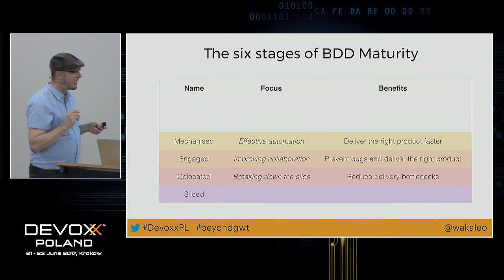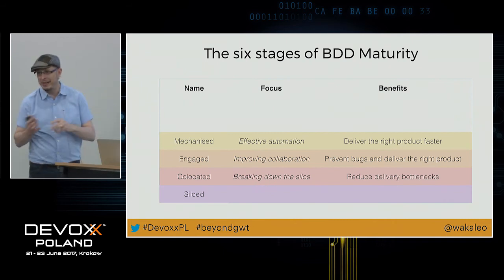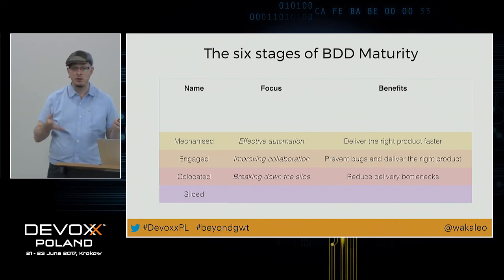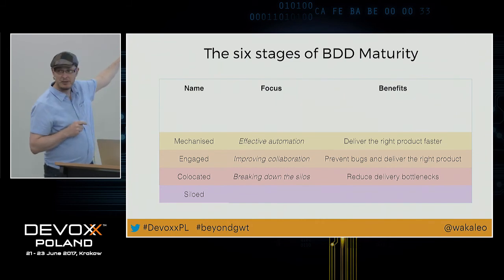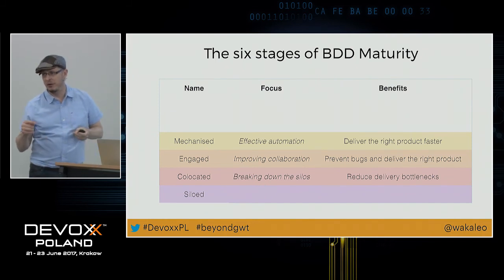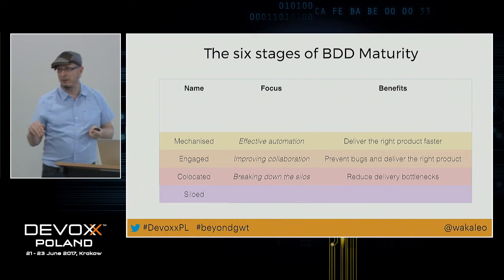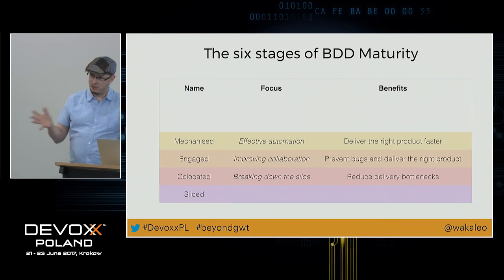So once you get the team engaged, then you can start to think about getting them mechanized. Now, mechanized means they're actually automating the executable specifications. You're doing Cucumber. You'll notice engaged comes before mechanized. There's no point automating before you're engaged. Otherwise, you'll be automating a whole lot of stuff which may not be relevant. And you'll be wasting time. You won't be able to prioritize. If you're engaged, your automation will be a lot more efficient.